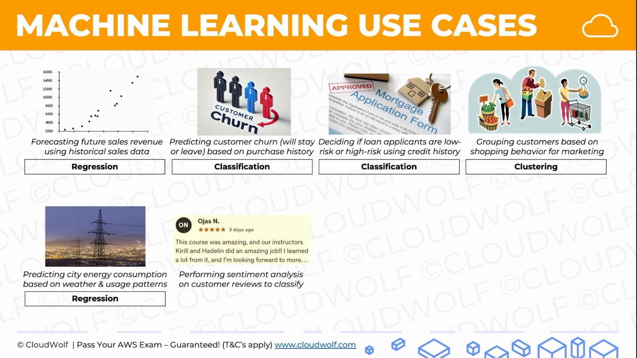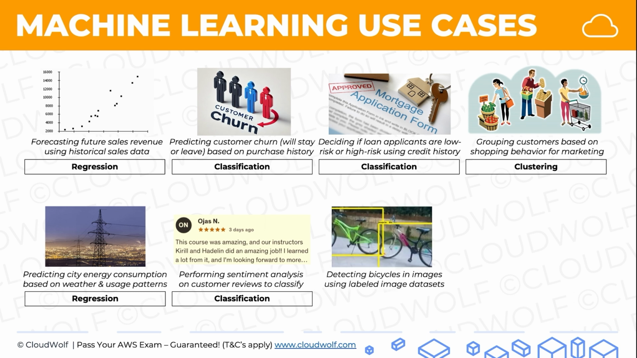Next one is performing sentiment analysis on customer reviews to classify them. So the machine learning algorithm is going to look at different reviews and say it's a positive review, it's a negative review, or it's a neutral review. So it is a categorical variable. There's only a certain number of options, and that makes this a classification problem.